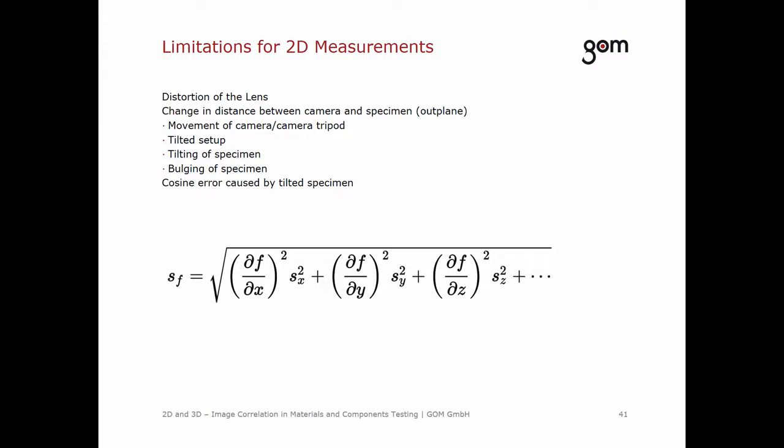For example, in a 2D measurement, the pseudostrain can be increased when the specimen is clamped in a tilted position and at the same time the camera is not positioned straight towards the specimen. You can never be sure if and which pseudo effects occur in a 2D measurement. Let's have a look at the comparison between 2D and 3D.